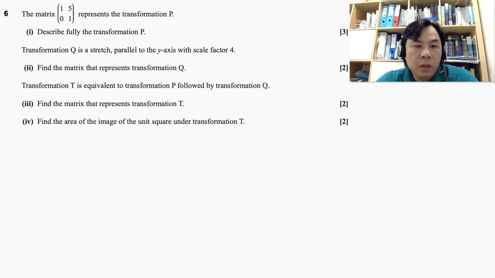And then finally, using this transformation matrix T, we are going to obtain the image of the unit square that undergoes the transformation matrix T. So we are going to study the relationship between the original unit square and the image under the transformation matrix T. All right, let's get started with this.